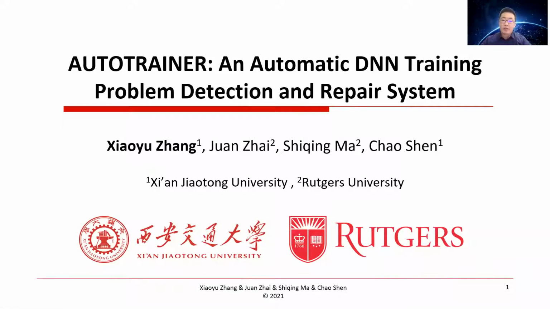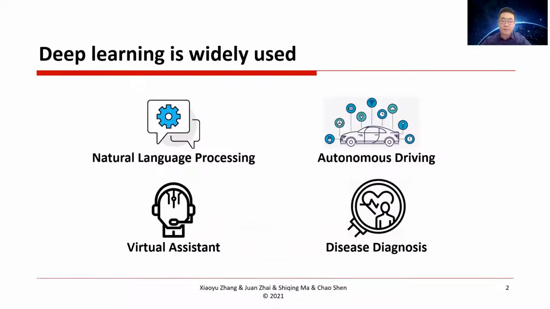My name is Xiaoyu Zhang from Xi'an Jiaotong University, and I'm here to present AutoTrainer, an automatic DNN training problem detection and repair system. This work was done in collaboration with Jian Zhai and Shixing Ma from Rutgers University, Chao Shen from Xi'an Jiaotong University.